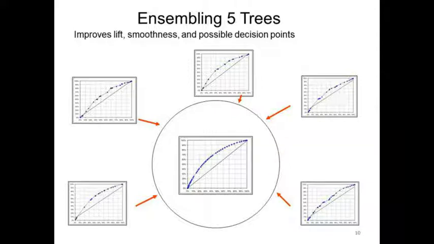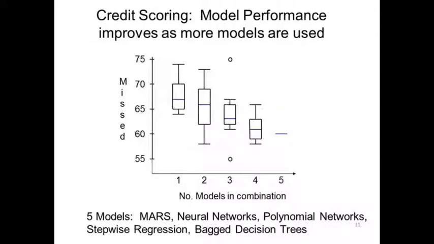It's also useful when you use other methods, and we've done a lot of problems over the years where we've combined multiple different types of models. Here's one for credit scoring, where it is better. The graph there is showing a bar chart of what happens if you use one model. The distribution of errors has a median around 67 or so, and you can see the box and whiskers chart there. It ranges between, say, 64 and 74.